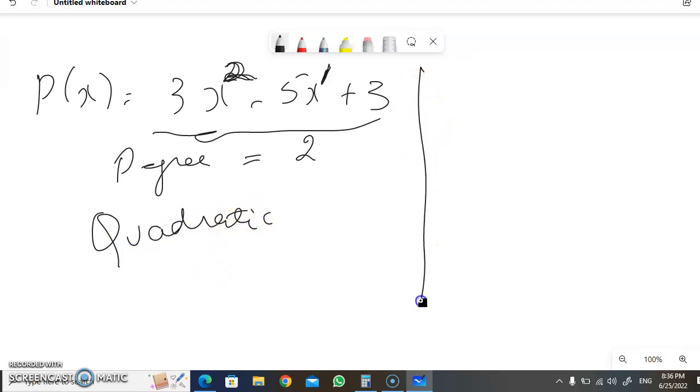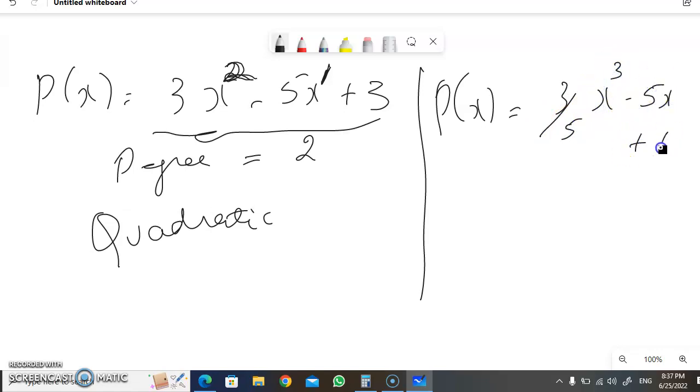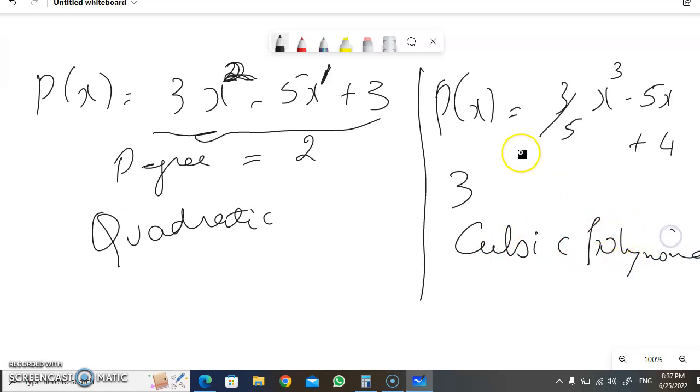If I write one more, P of x is equal to 3 by 5 x power 3 minus 5x plus 4. See, I wrote only 3 terms, but what is the degree here? Degree is 3. Hence, we call such a polynomial a cubic polynomial. So we decide the type of polynomial depending upon the degree. The classification is, if degree is 1, it is linear.